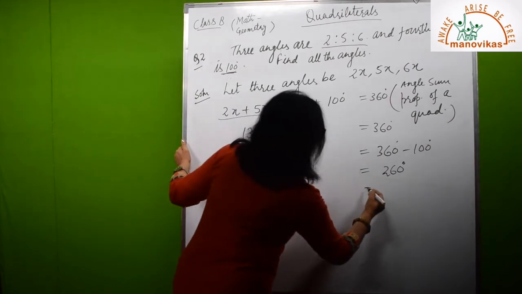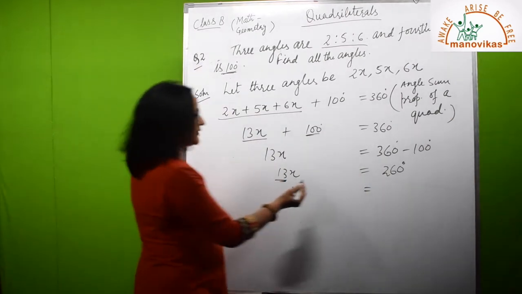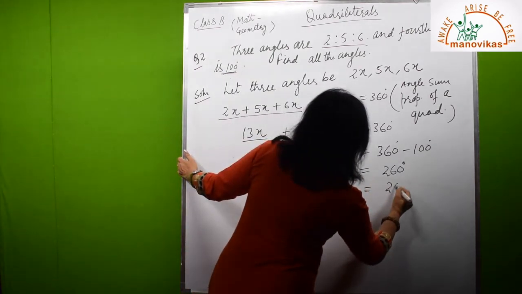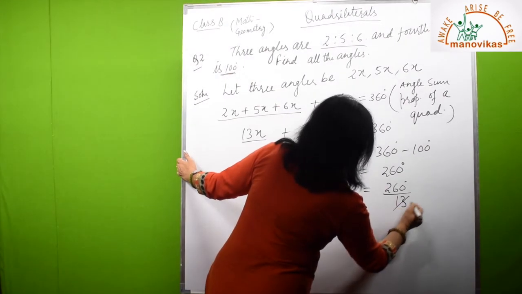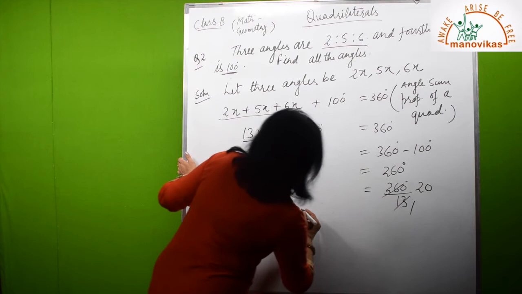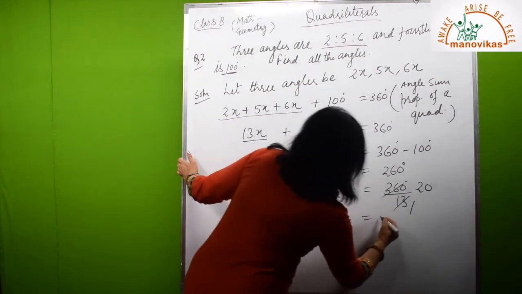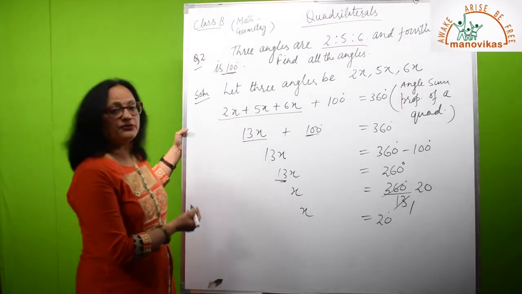Now you have to find x. So this 13 you have to transpose to the right-hand side. So x is equal to 260 degrees divided by 13. Now you can cancel it, 13, and x is equal to 20 degrees. So here we have found the value of x.